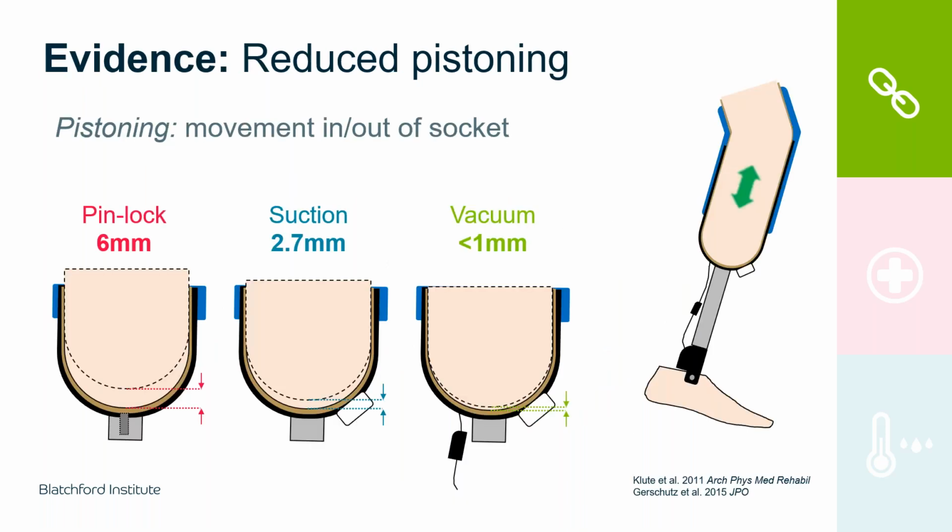But when studies look specifically at the amount of pistoning that occurs, a large difference is observed between them. Pin lock suspension elicited more movement compared to suction, with about 6 millimeters of movement compared to passive suction, which was just short of 3 mil. But the movement was reduced even further when we used elevated vacuum, which results in less than 1 millimeter of movement. So overall, assuming that it's suitable for the patient, the literature suggests that elevated vacuum is the gold standard of suspension.